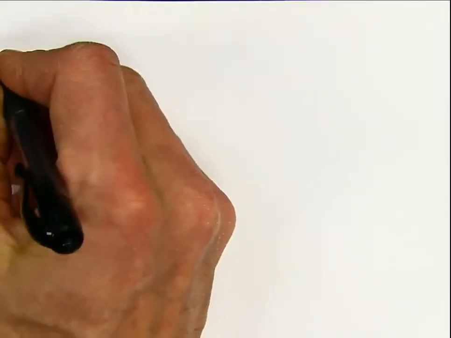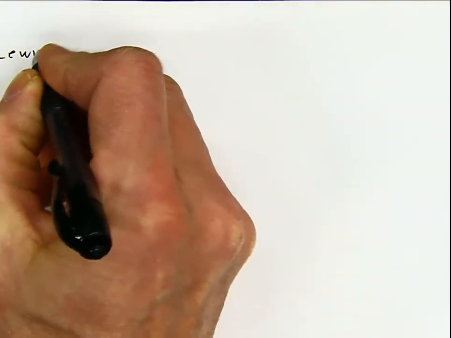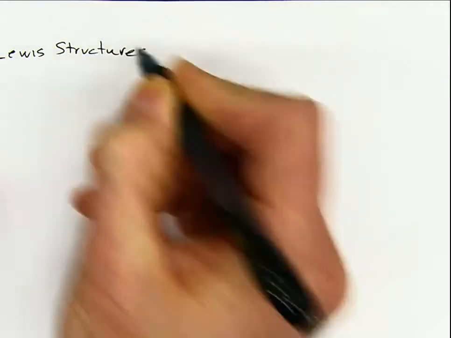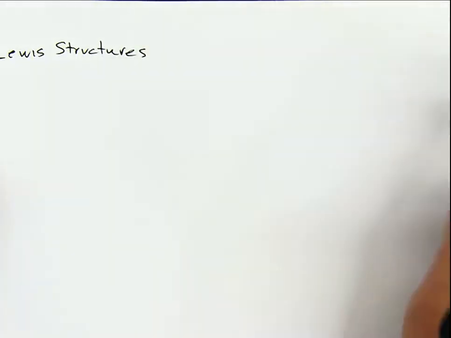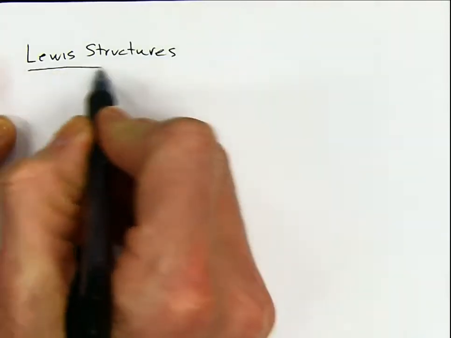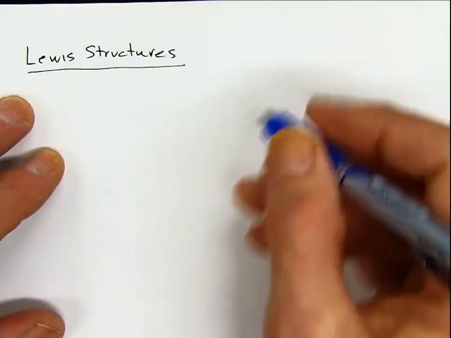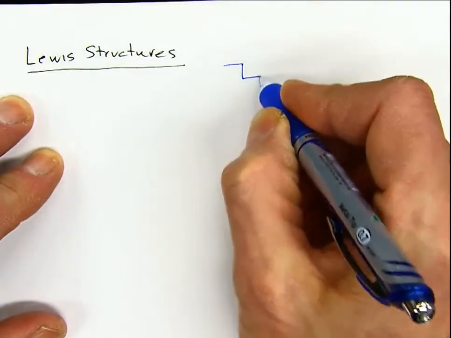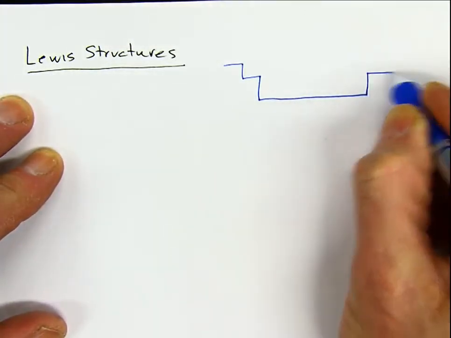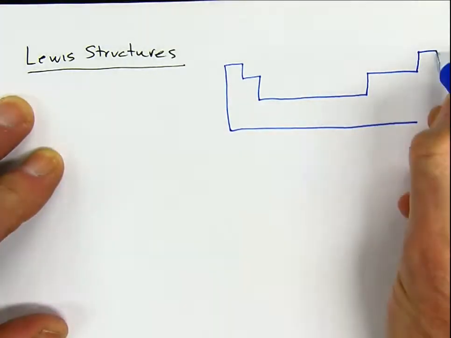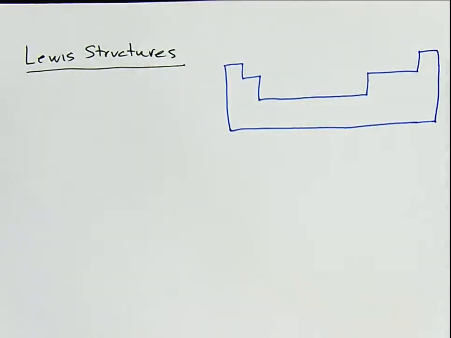Today we're going to talk about what are called Lewis structures, and they are used to help us understand concepts such as bonding and electron activity and things like that. If we start with the basic idea of Lewis structures, I want to show you how we use the periodic table here, and you don't have to redraw this obviously, but this is a scale version of the periodic table.